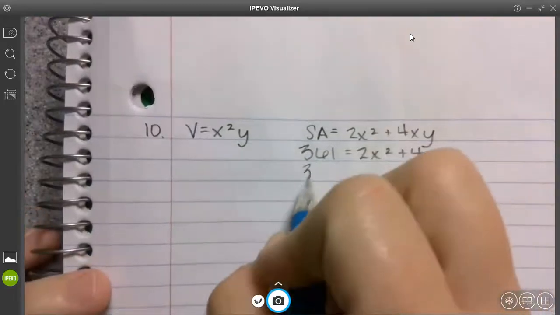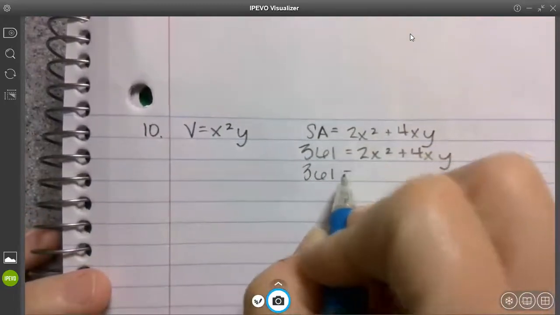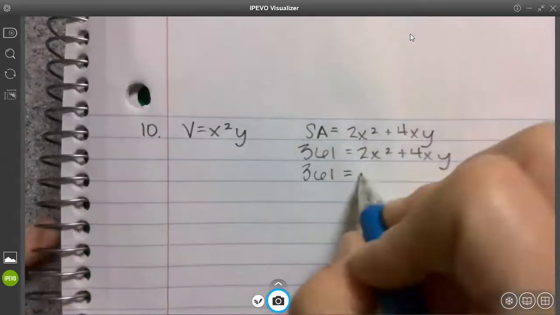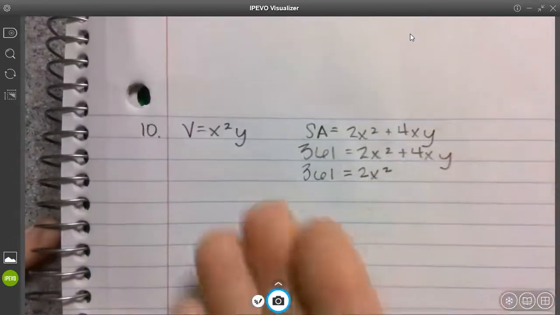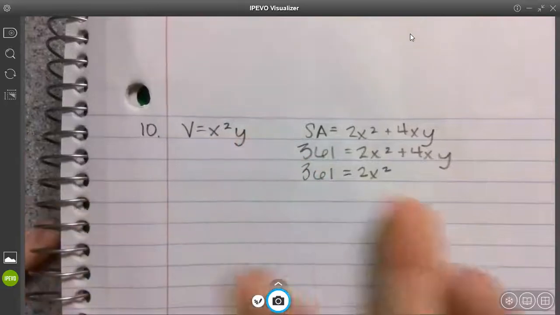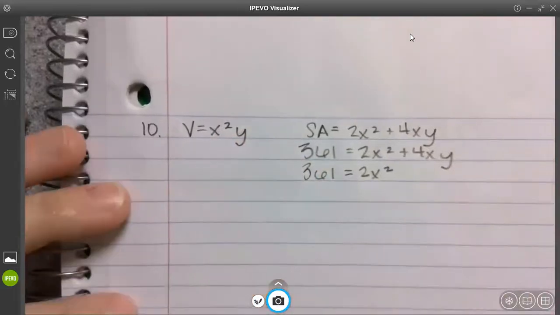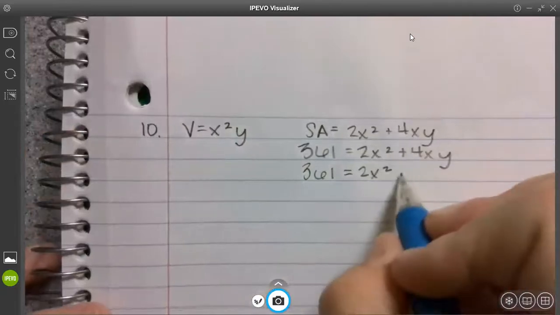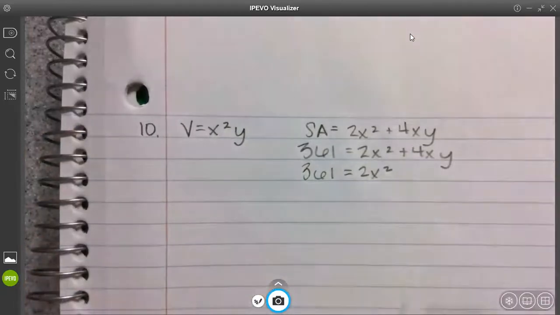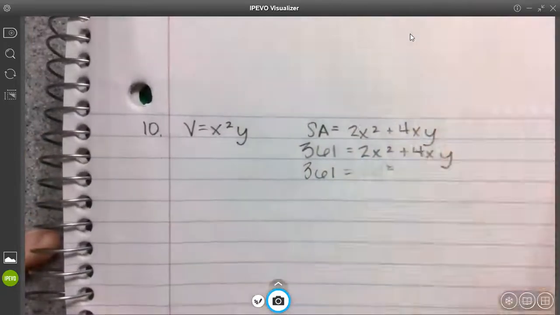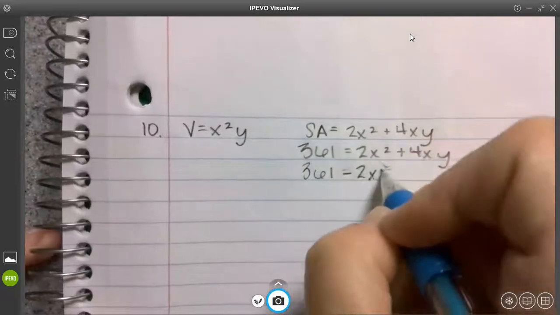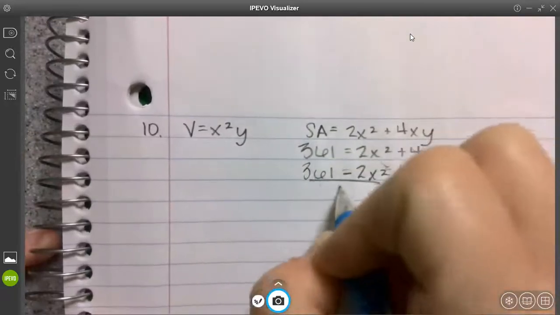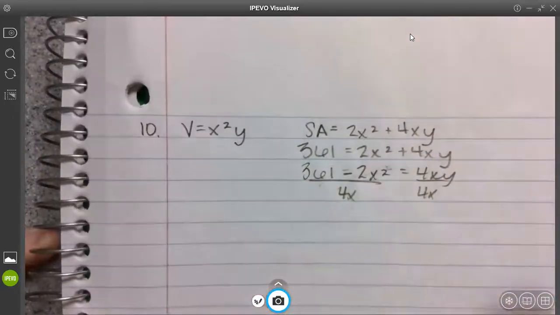So 361 equals 2x squared. Sorry, we don't plug in the 361. That's the only difference. So whatever you plug in here, we're going to put into there. So when we solve this, I'm rewriting it, and I shouldn't be, minus 2x squared equals 4xy, and then divided by 4x. So the same exact thing, just the 361.